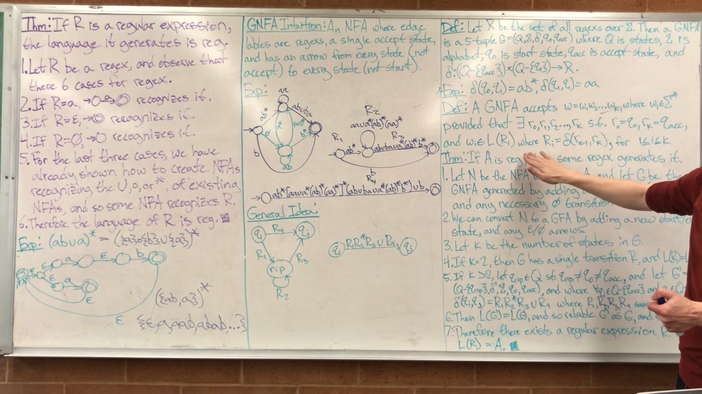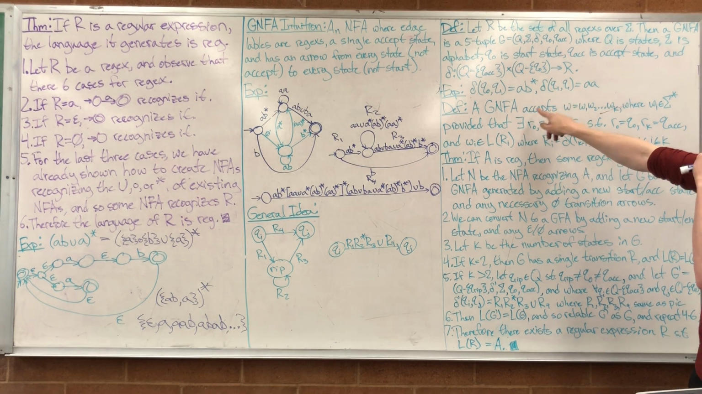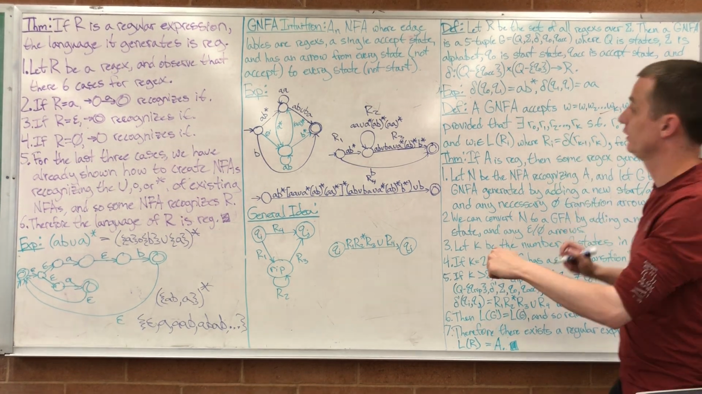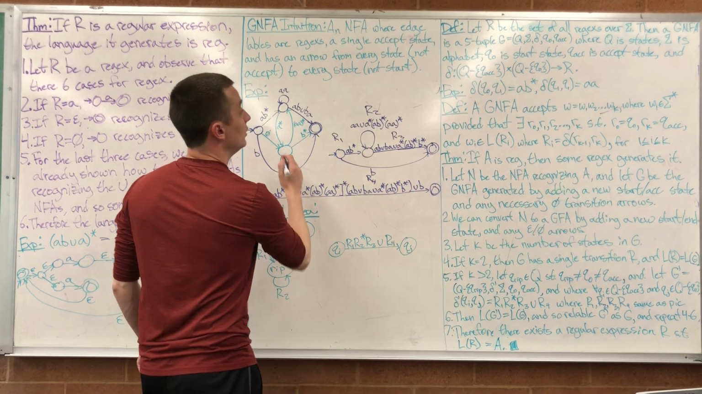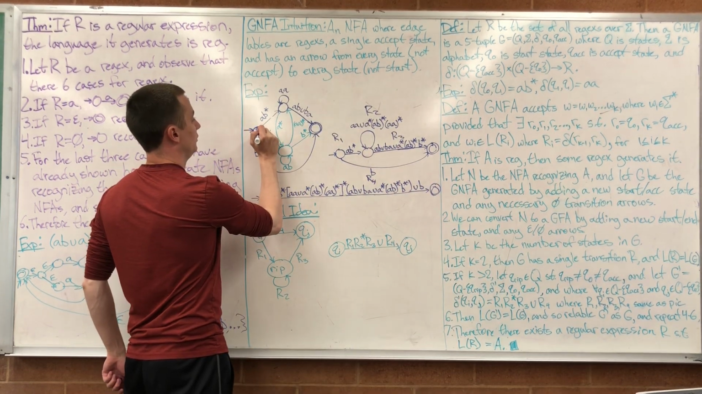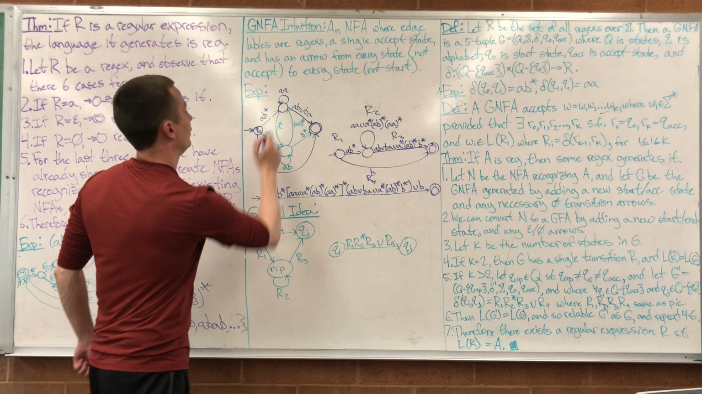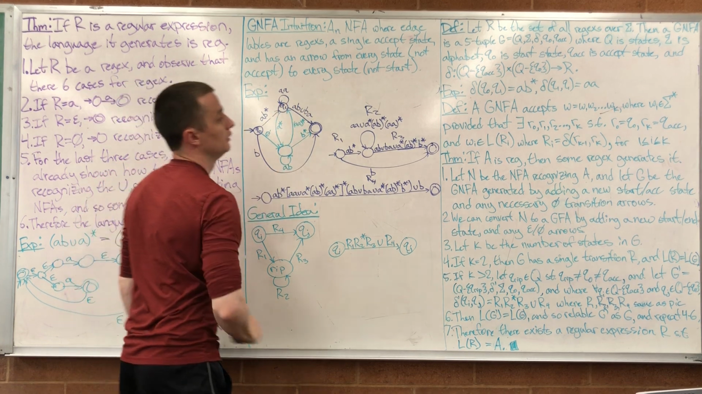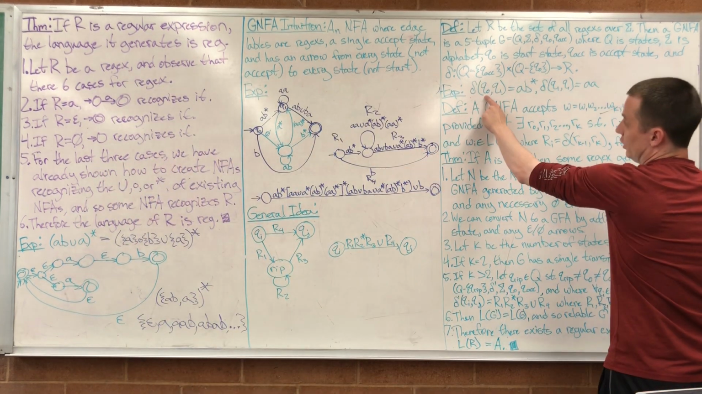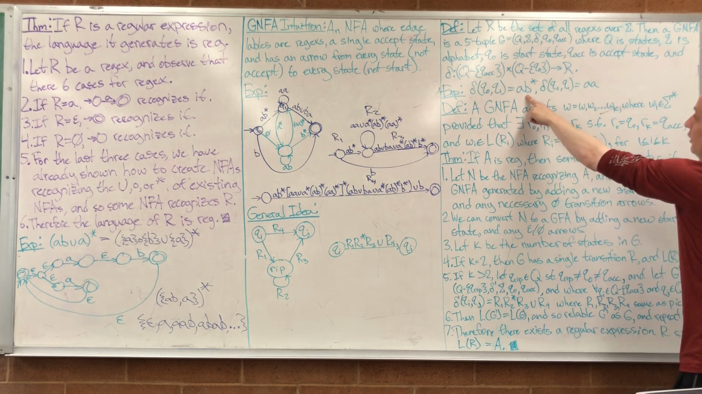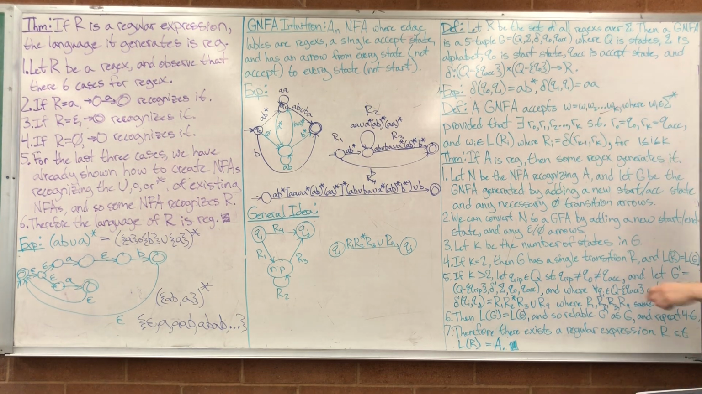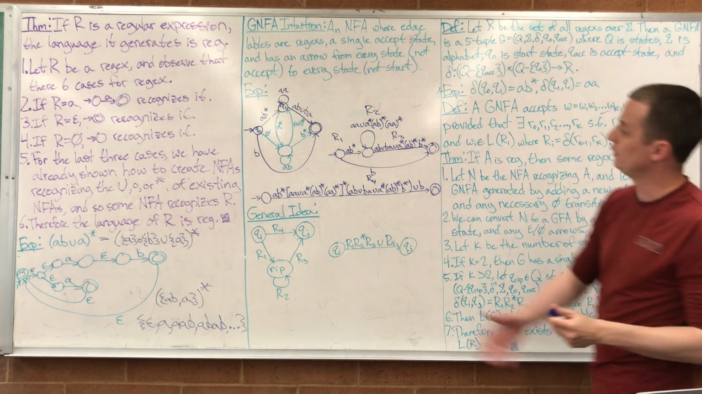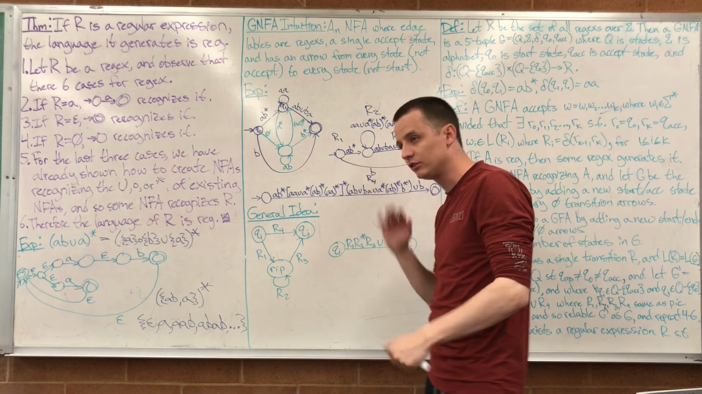Right. So, to make it very clear, let me label over here. If we call this one Q naught, and we call this one Q1, then our delta function on Q naught, Q1 is equal to AB star. On Q1, Q1, it's equal to AA. Alright, so now when does a GNFA accept? You already have intuition for it: when the regular expression can create the string.